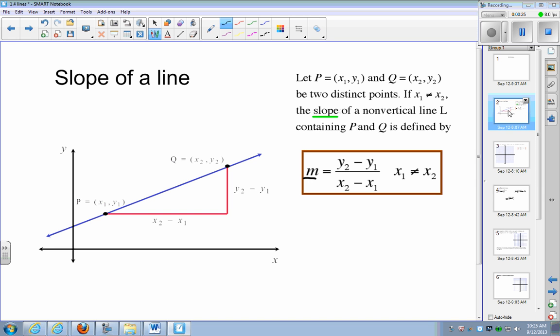Okay, so let's talk about the slope of a line. Our slope here is going to be m. And slope is equal to the change of y over the change of x. And here's a picture to help demonstrate it. Just remember, it's going to be rise over run.